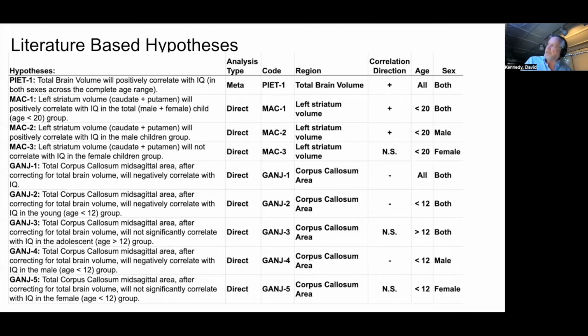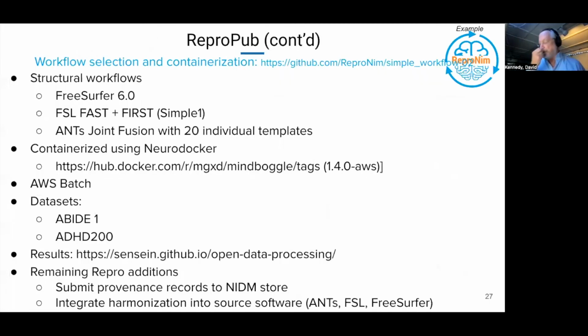Some of these were meta-analyses, some were direct analyses, some on various brain structures, various ages, and various sexes of the groups. So this gives us a set of hypotheses that come from the literature, and our question was, can we re-execute and retest these observations in a way that expands the replicability of the ability to do that.